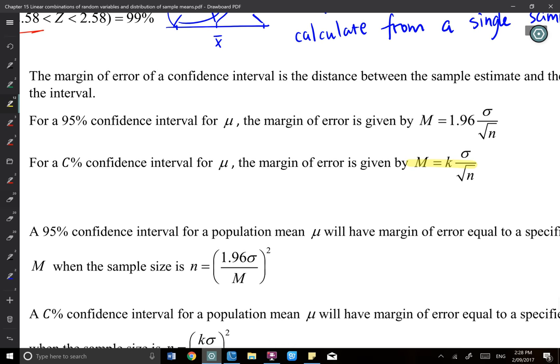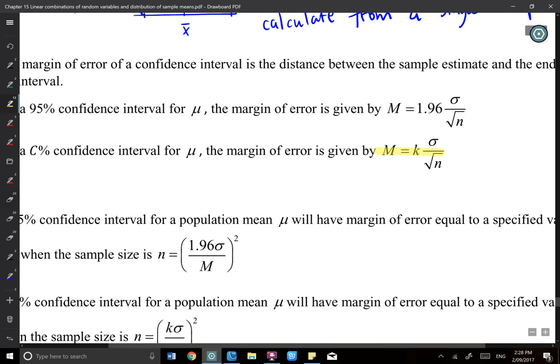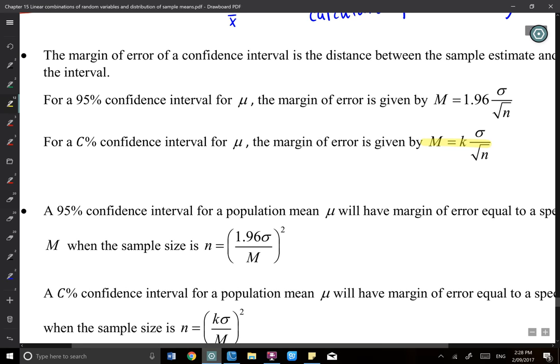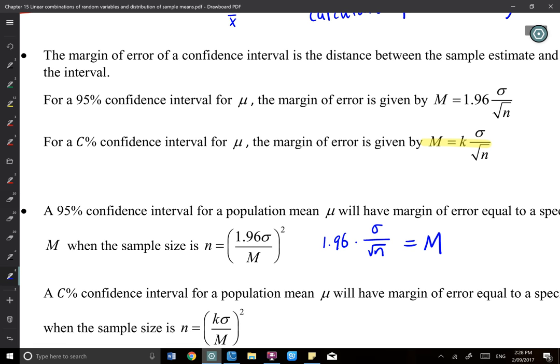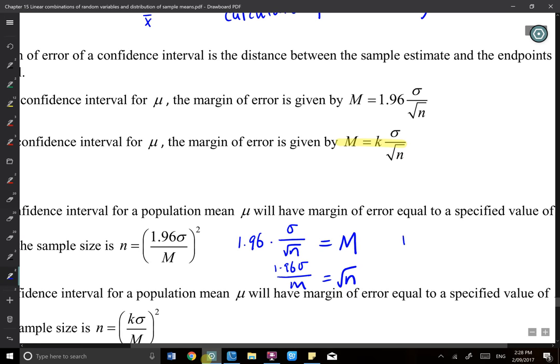And a 95% confidence interval for curvature will have the margin error equal to a specific value m. Okay, a 95% confidence interval, which means 1.96 times sigma over root n equals a specific value m. Let's say that is m. So 1.96 sigma over m should equal square root n. Then n equals (1.96 sigma over m) squared.